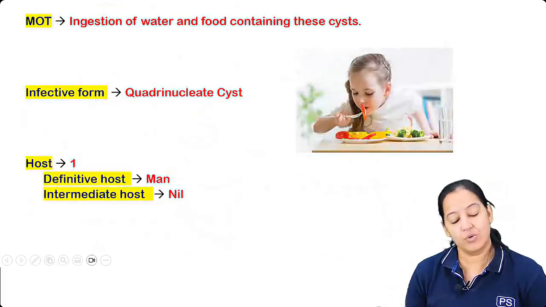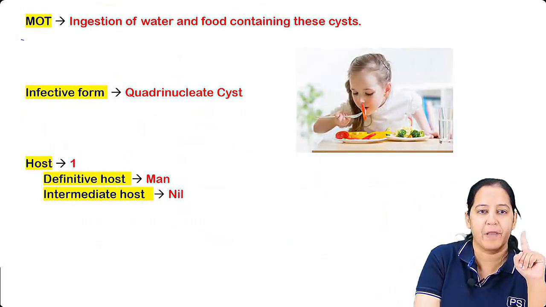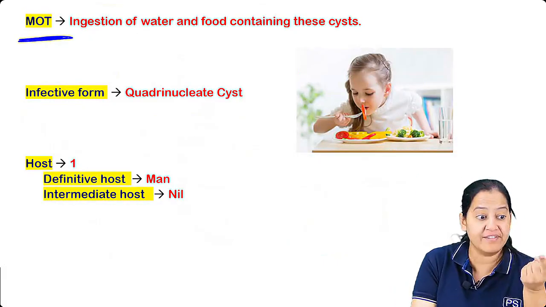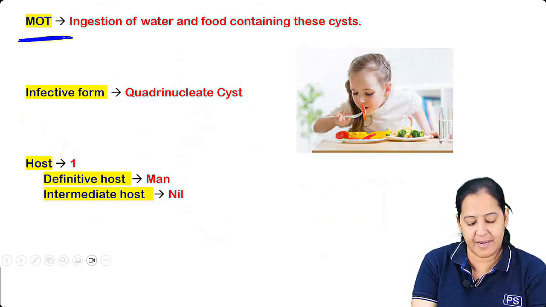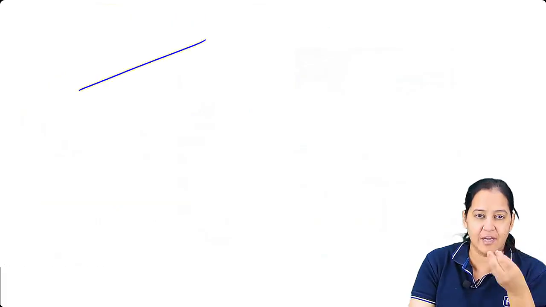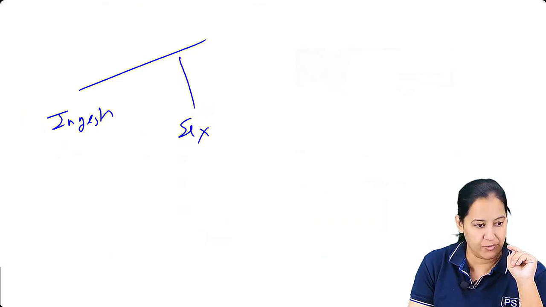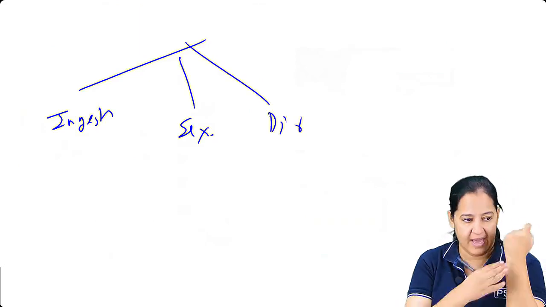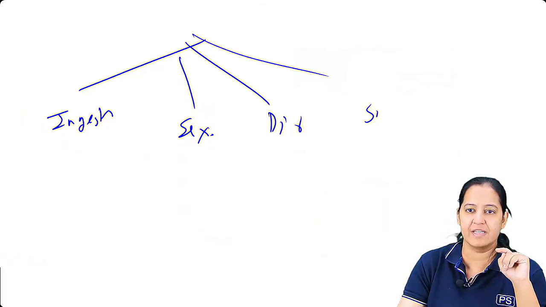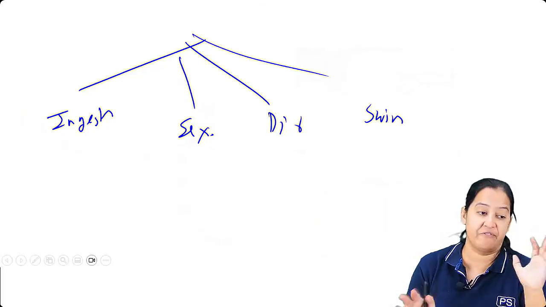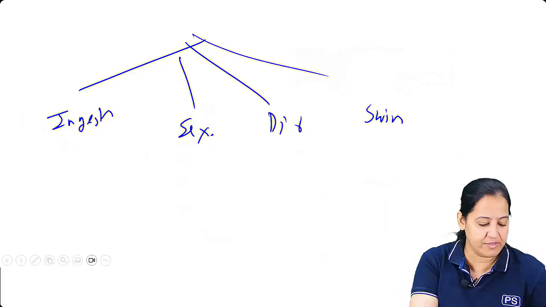Okay? So coming to the mode of transmission. How does it enter the human body? For all parasites, there can be various ways. Some parasites enter by eating. Eating is known as ingestion. Some enter via the sexual route. Some enter via direct skin contact. Some enter via swimming. So different parasites have different routes. You have to tell me the route of entry, the mode of transmission.